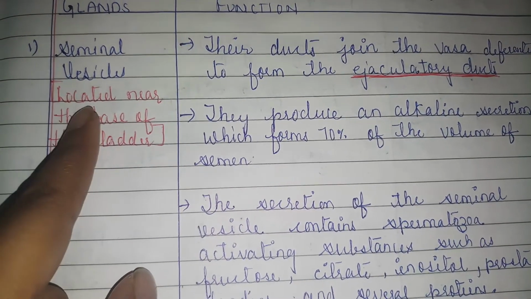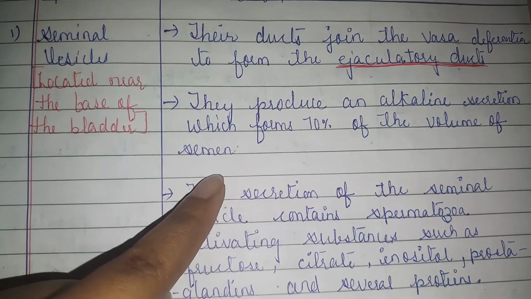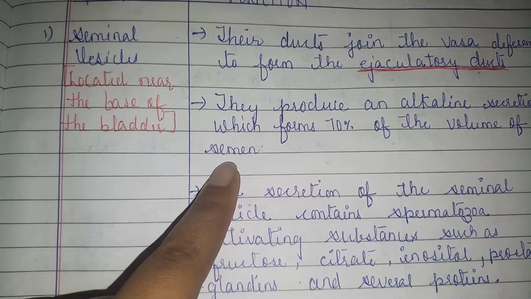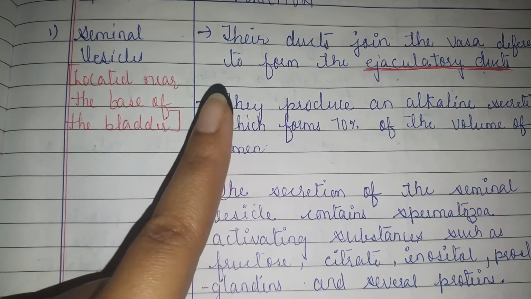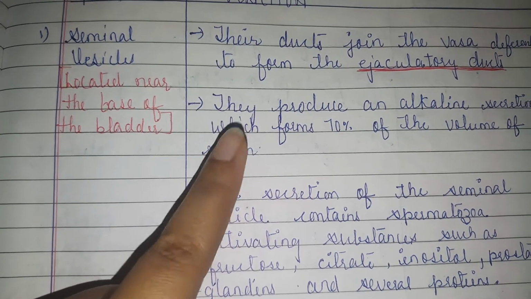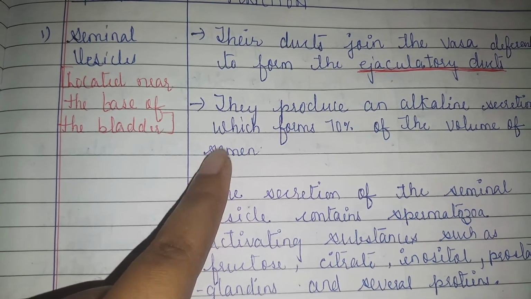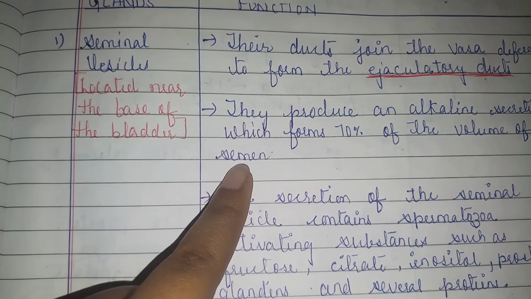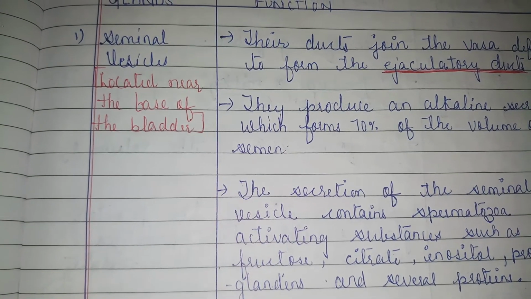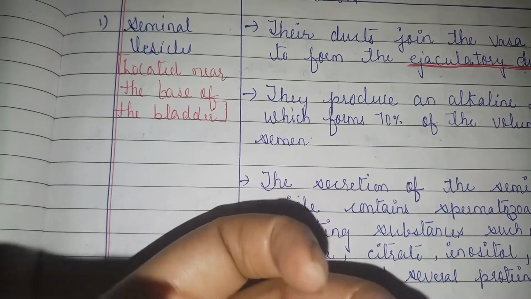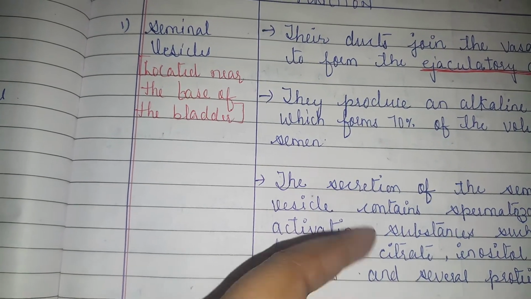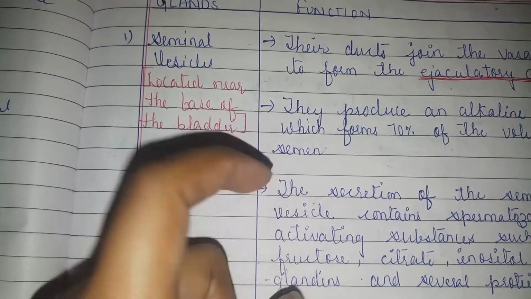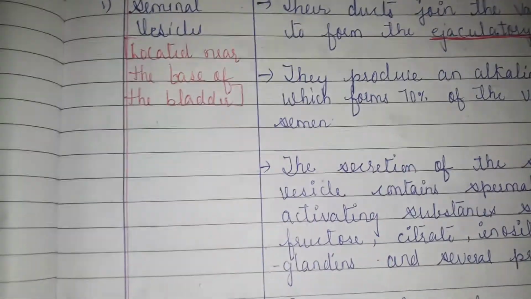Now these seminal vesicles produce an alkaline secretion which forms 70% of the volume of semen. Semen is the term given for the mixture of spermatozoa, or sperm, and seminal plasma. What is seminal plasma? I'll let you know. Actually, these three glands secrete certain secretions. The collective secretion of all these three glands is called seminal plasma. When I'm talking about semen, that is the mixture of sperm and seminal plasma.